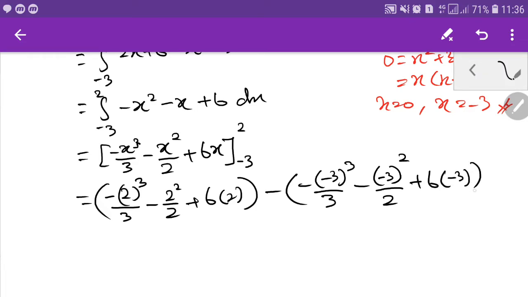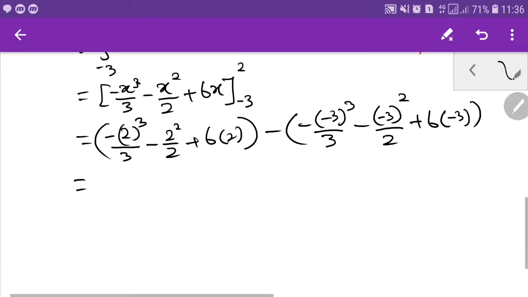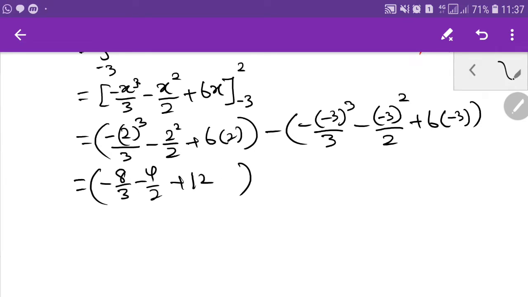So, and then minus 3 as well. So over here we will have minus 8 over 3 minus 4 over 2 plus 12, minus 27 over 3 minus 9 over 2 minus 18.